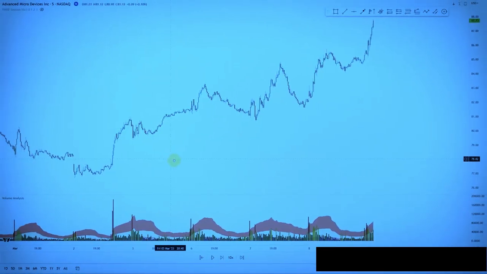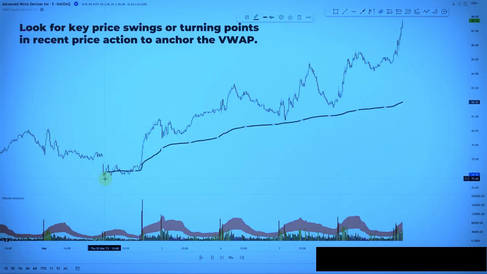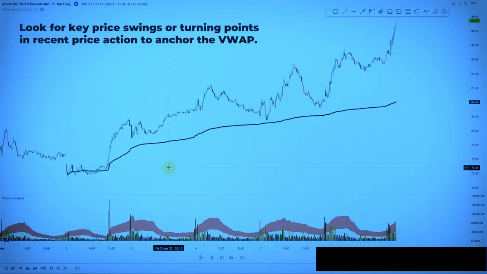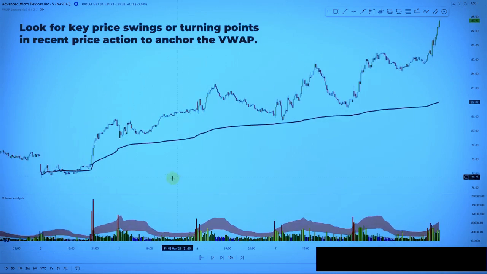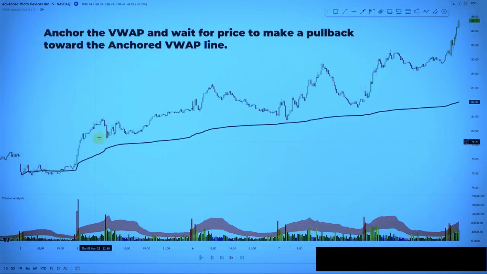So how do you trade using the anchored VWAP? A good strategy is to look for key price swings or turning points in recent price action to anchor the VWAP. You basically place the VWAP on these key levels. The most common strategy using the anchored VWAP is the pullback trade. A pullback occurs when the price that's on an extended move upward or downward makes a small movement in the opposite direction toward the anchored VWAP line.